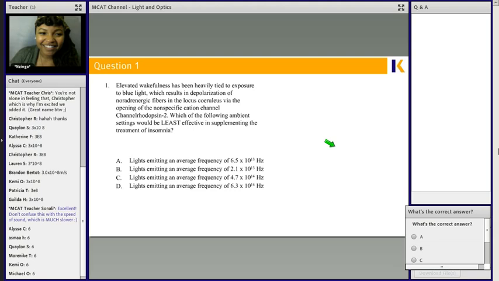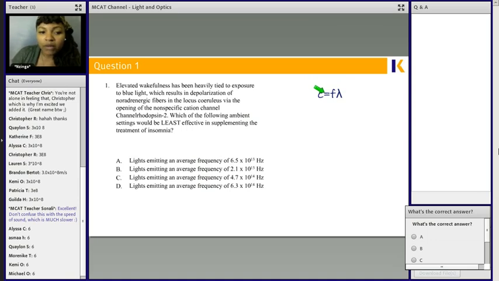Okay, so I see that you're starting to get done with this question. Ooh, and you're in favor of D, which I like a lot. So let's see exactly how you can get to this D. So we said that blue light is the problem, okay? So we wanted to figure out which is the least effective in supplementing this treatment of insomnia. So we said, okay, well, we need to figure out, when we assess the answer choices and we see that they're all talking about frequency, we need to figure out exactly what's going on when it comes to frequency.